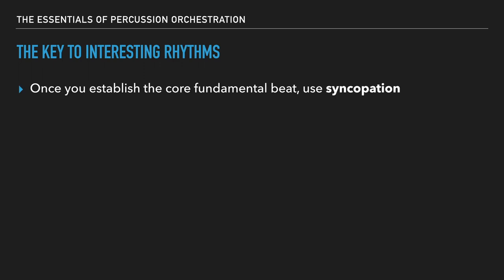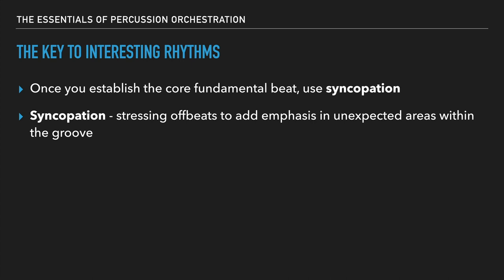So finally, let's talk about the key to interesting rhythms. We talked about the elements of the percussion section, but how do you apply those, right? So in addition to the core beats, like the 1 and 3 and the 2 and the 4, you also want to throw in syncopation. So what is syncopation, you might be asking? Well, it's essentially when you stress the weak beats or the off beats to add emphasis in unexpected areas within your groove.